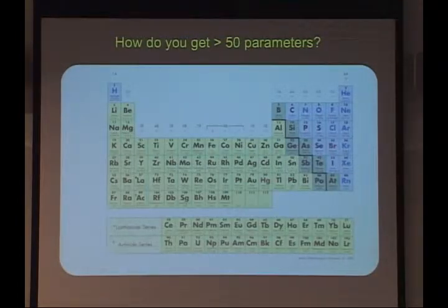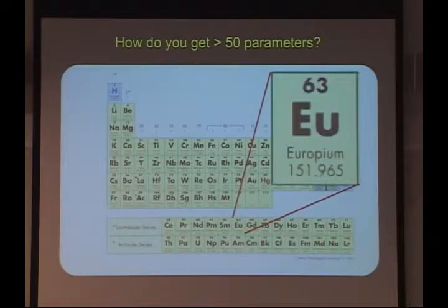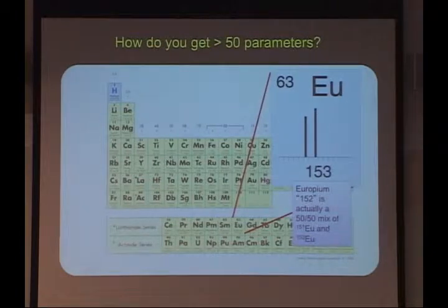So where do these reporters come from? You look at the periodic table, I'm telling you, okay, we're using elements as reporters. Well, you look at the periodic table, there's only about 100, just over 100 elements total. But like I said, we're not measuring elements, we're measuring the masses of elements. And so when you look at something like europium, the atomic mass of europium is 152. Well, there is no europium-152. It's actually a 50-50 mixture of 151 and 153.